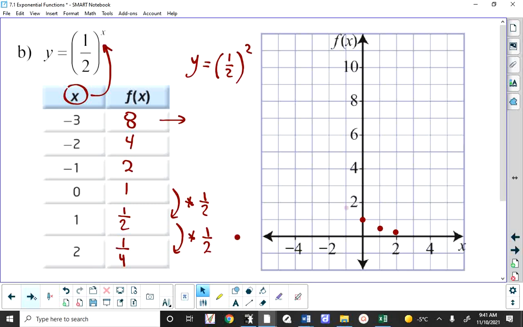When x was -1, it's 2. When x is -2, it's 4. I mean, I'm not even looking at the table of values anymore. I'm just using the pattern, which is going left to right, y gets cut in half. Going right to left, y gets doubled. So it looks like the following. Got our asymptote.